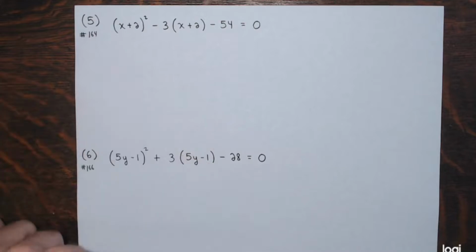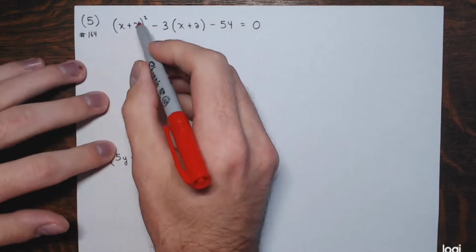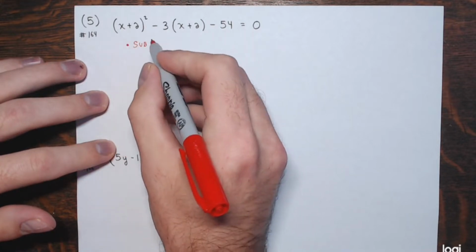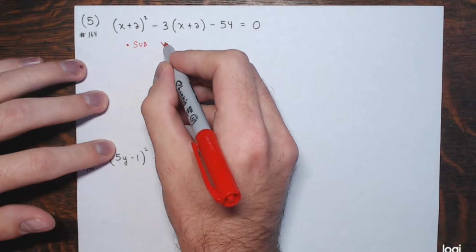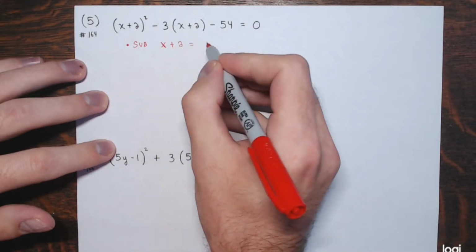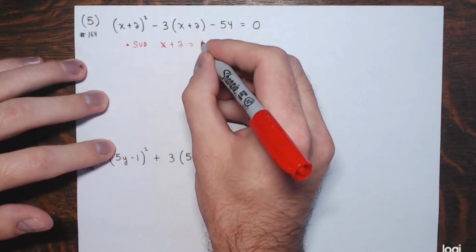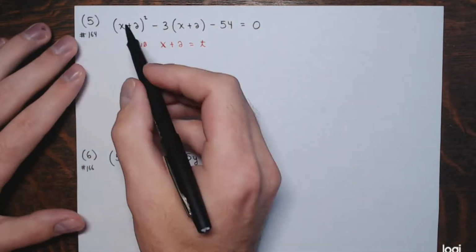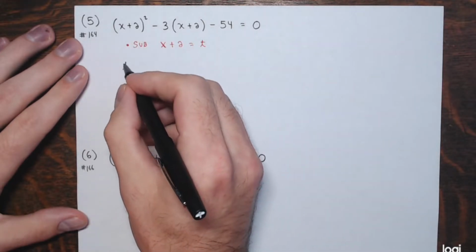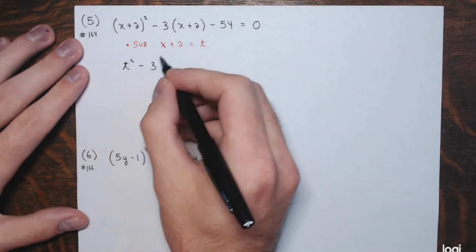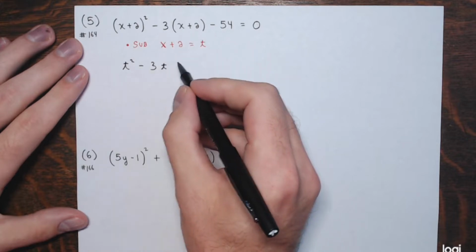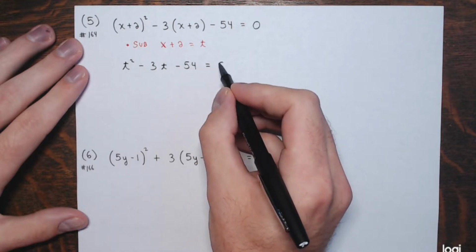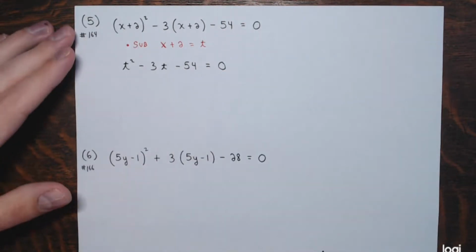So the substitution I'm going to make is for this expression being squared and to the first power here. I'm going to replace these x + 2's with some variable. How about t? I'm going to replace x + 2 with t. So this becomes t² - 3t - 54 = 0. And once again, we solve this new quadratic equation.